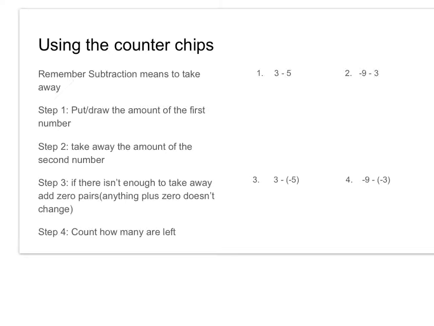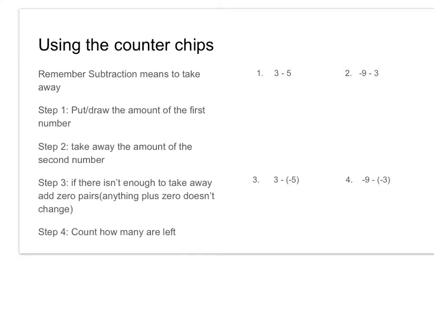Just like with addition, we can also use counter shapes with subtraction. But this time, remember, subtracting means to take away. When we are adding, we are combining. Now that we're subtracting, we're taking away. So step 1, you're going to draw the amount of the first number. The second one tells you to take away the amount of the second number.